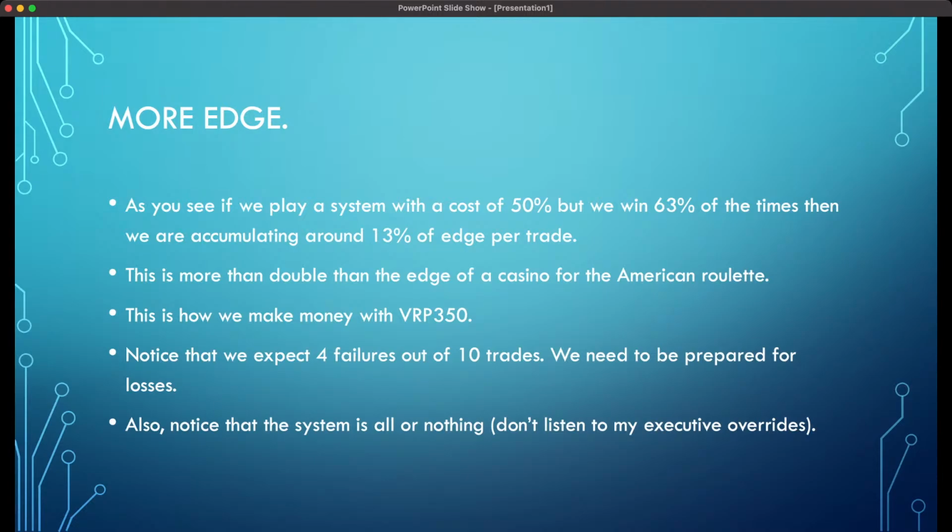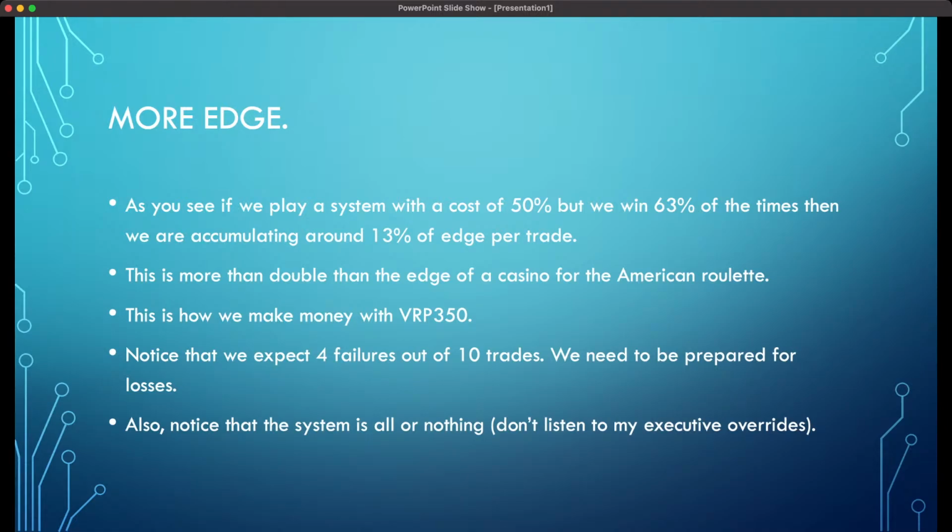But also notice that the system fails quite a bit. Notice that we expect 4 failures out of 10 trades. And if you are doing a system like this, you have to be prepared for the losses. That's the whole point. No one can predict what the market will do. But what we can do is play the system, follow the signals, and we know that long term, after a certain amount of trades, probably 10, 20 trades, we are going to have a positive profit because the edge is accumulated.